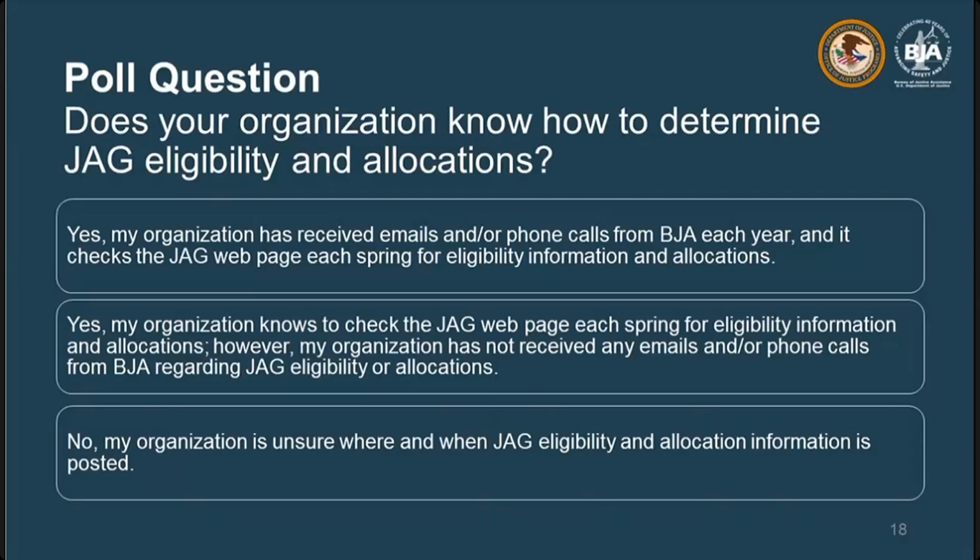Let's go ahead and start with a poll question. Does your organization know how to determine JAG eligibility and allocations? Your first option for response is, yes, my organization has received emails and/or phone calls from BJA each year, and it checks the JAG webpage each spring for eligibility information and allocations. The second option for response is, yes, my organization knows to check the JAG webpage each spring for eligibility information and allocations. However, my organization has not received any emails and/or phone calls from BJA regarding JAG eligibility or allocations. And your final option for response is, no, my organization is unsure where and when JAG eligibility and allocation information is posted. I'll give you a few seconds to answer so we can see what the JAG experience level is today in our audience.